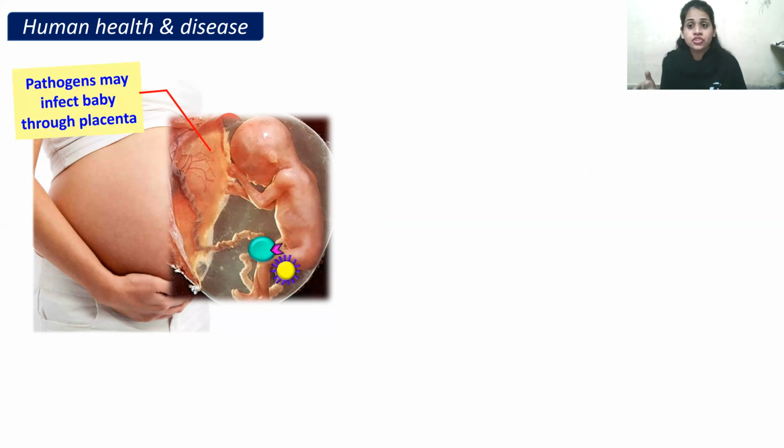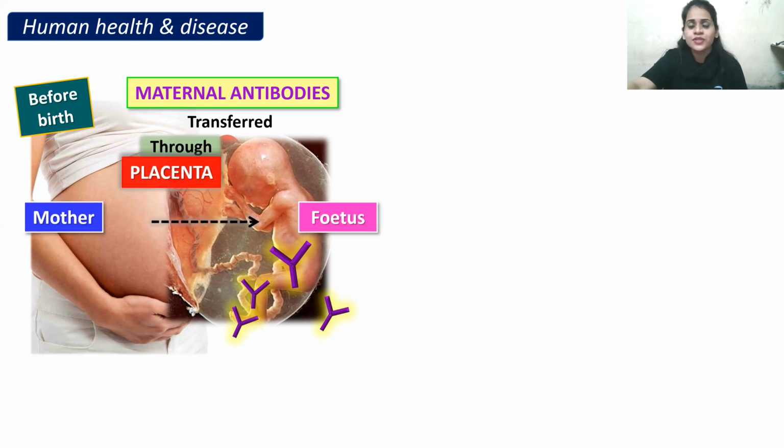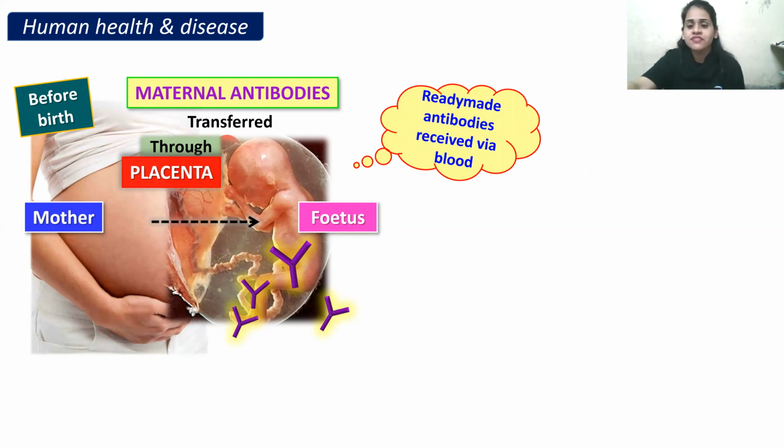So pathogens, in such cases, even the pathogen may infect the baby through the placenta if the mother is infected. The placenta is not only exchanging these substances. So before birth, these maternal antibodies get transferred from mother to fetus through the placenta. So she's protecting her baby by giving her antibodies. Ready-made antibodies are received via blood through the placenta.